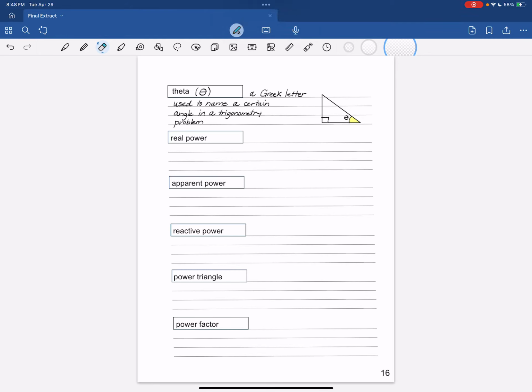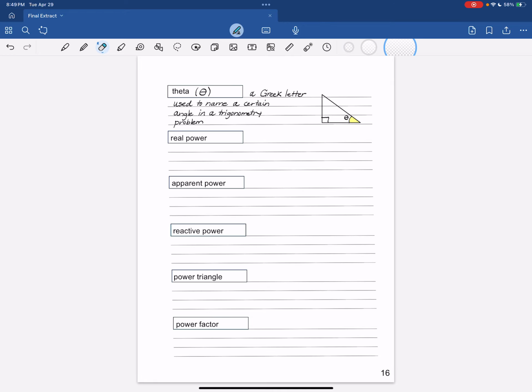I am on page 16. We have 5 more terms to define. And now that you have some background with trigonometry, you understand opposite, adjacent, hypotenuse, theta, all that good stuff, we're going to look at applying those ideas to a power triangle. This one will be specific for electricity, but you're going to use those principles of trigonometry.